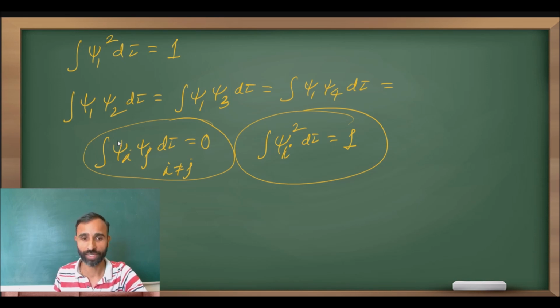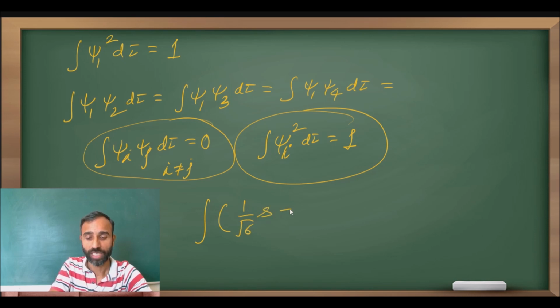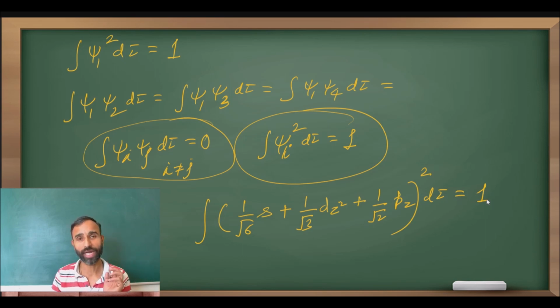So let us take any one, psi1 square d tau equal to 1. If I take psi1, what was it? 1/√6 s plus 1/√3 dz² plus 1/√2 pz, whole square d tau, that should be equal to 1. That I should prove. So let us say this is equal to x, and I should prove by this that x should be equal to 1.